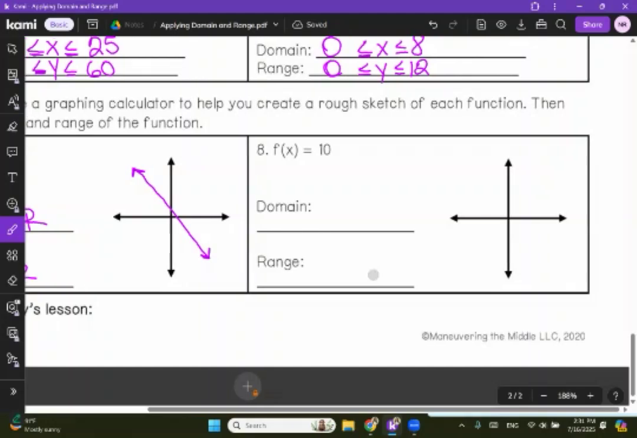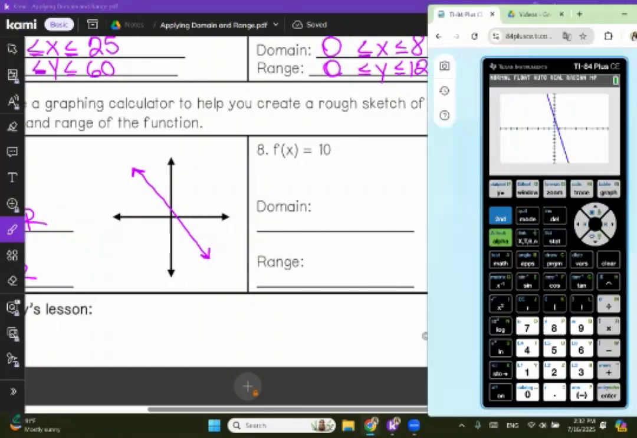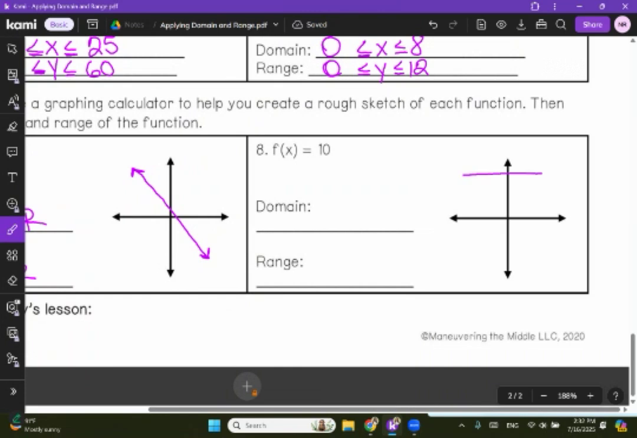Let's look at 8. Y is equal to 10, sorry. Notice you just have a straight horizontal line at the number 10. Okay, so your domain is all real numbers because we're going from negative infinity to positive infinity. But your y value stays at the number 10 every single time. So y will always be equal to 10.